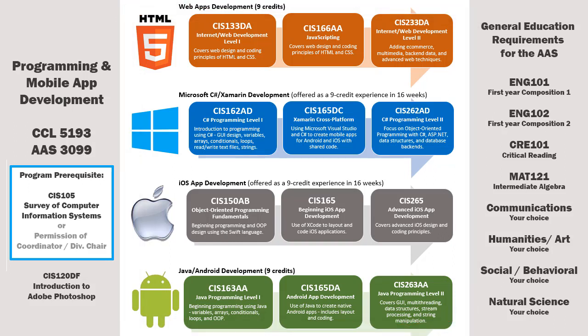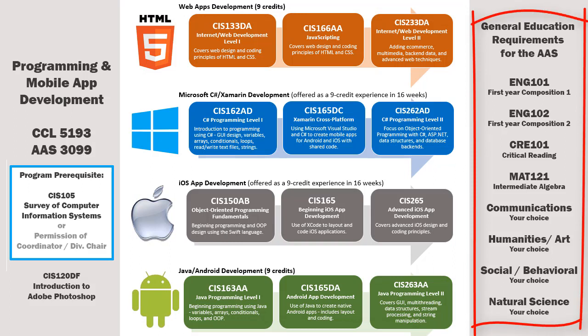If you add in your Gen Eds, which are going to be your English classes, critical reading, a math class, 121 or higher, and then take a communications class, a humanities and fine arts course, a social or behavioral science course, and a natural science course.